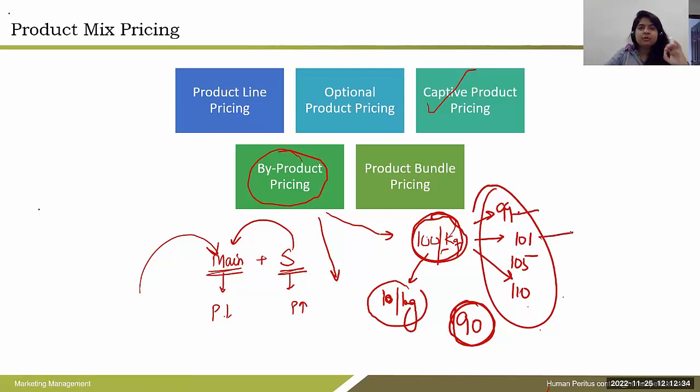so on. So in byproduct pricing, you try and find a market for your byproducts and sell it, and try to sell your main product at a competitive price. That is byproduct pricing.